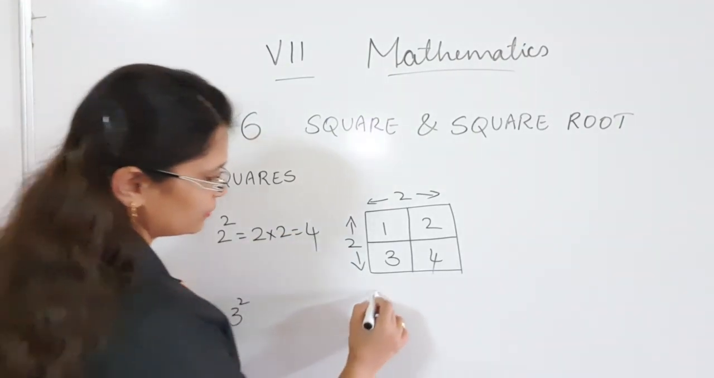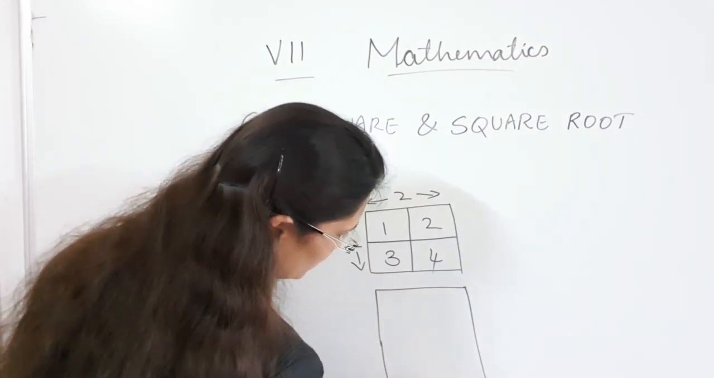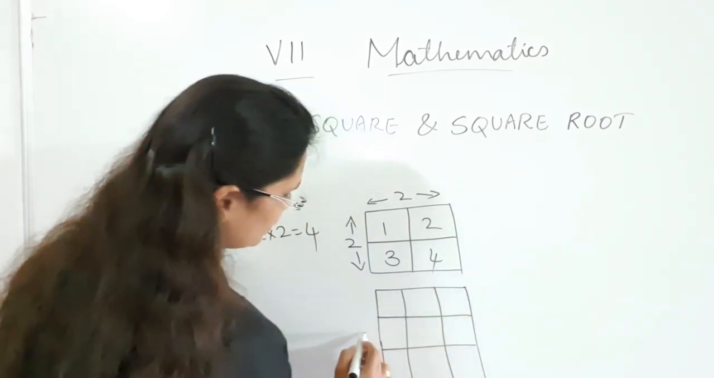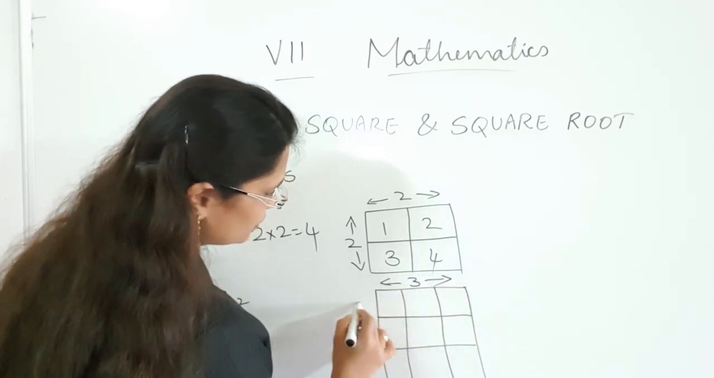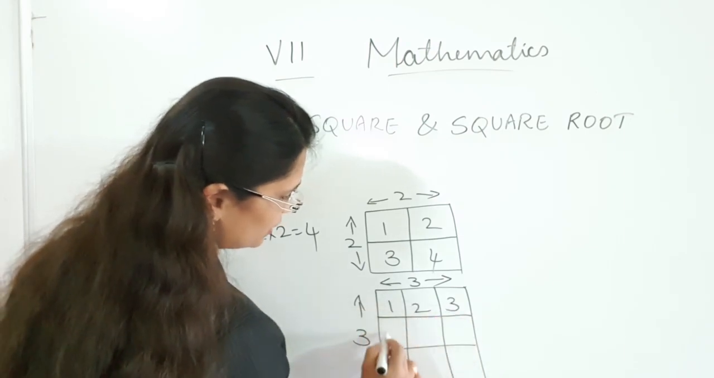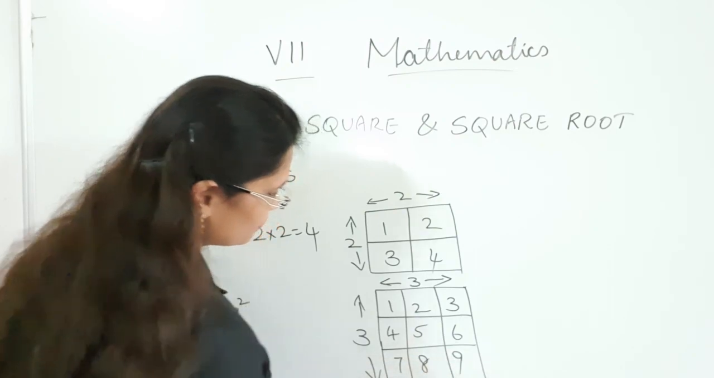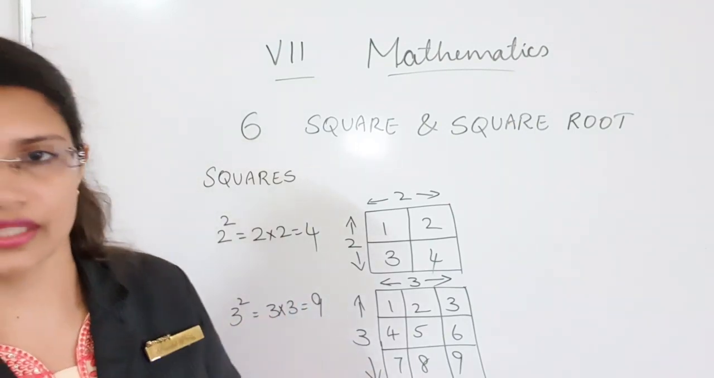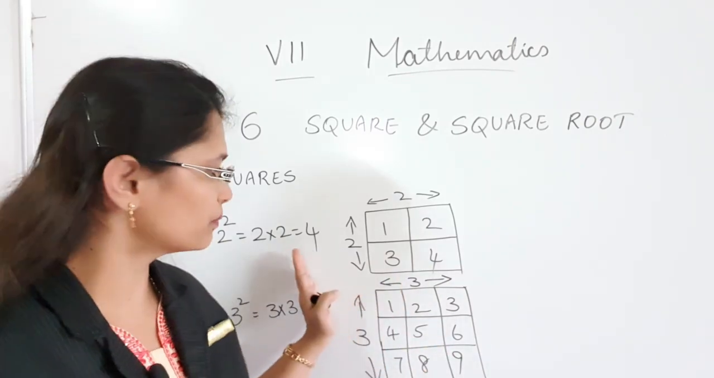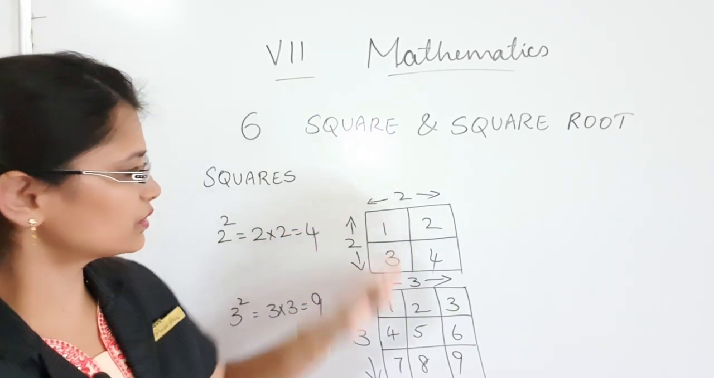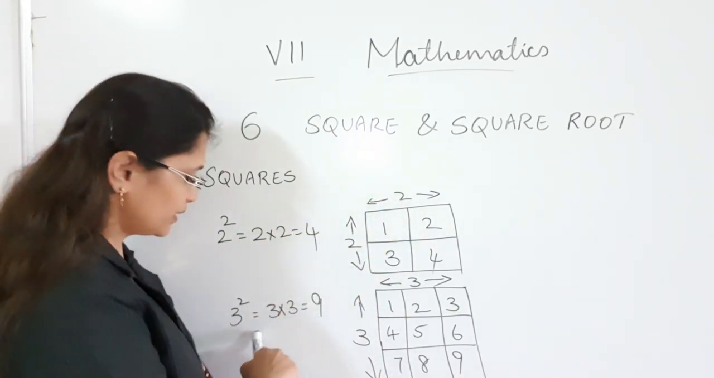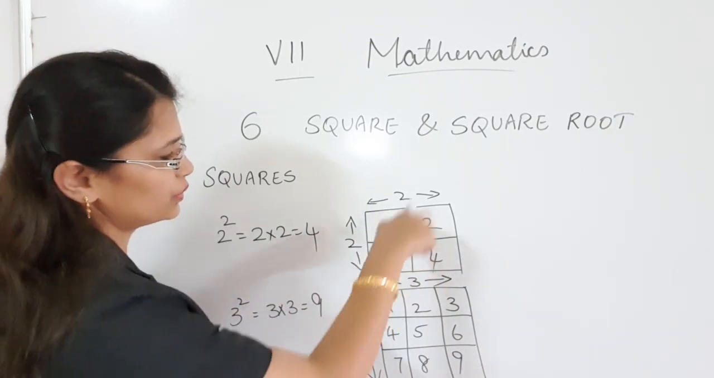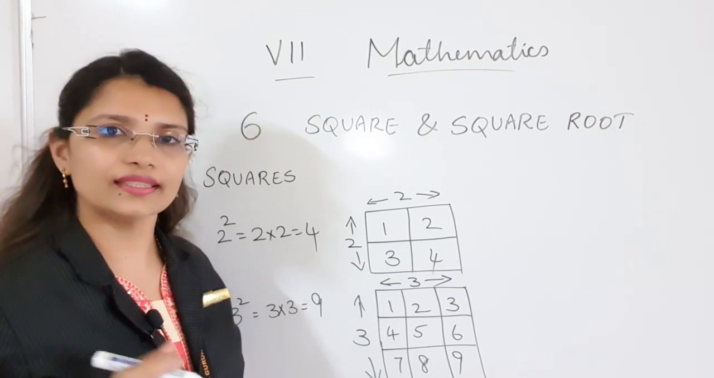So what about 3 square? 1, 2, 3. See, this is 3 rows and 3 columns. 1, 2, 3, 4, 5, 6, 7, 8, 9. So 3 square means 3 into 3 is equal to 9. Okay. Rows means horizontal from left to right and columns means vertical, top to bottom. So here square means 3 rows and 3 columns should be there. If it is 2 square, it means 2 rows and 2 columns. If it is 4 square, it means 4 rows and 4 columns.